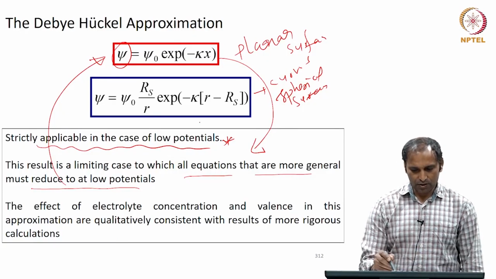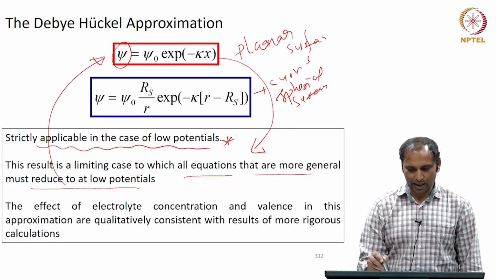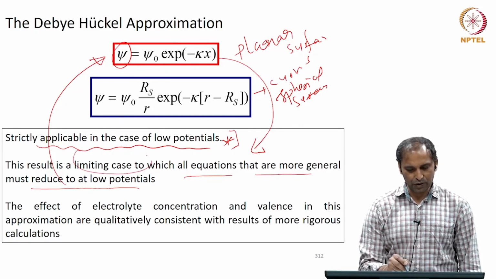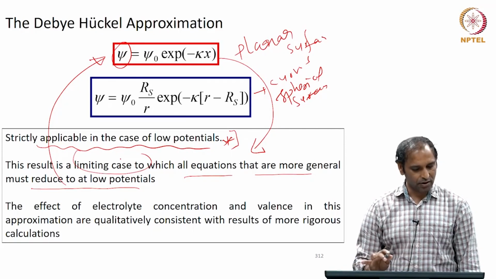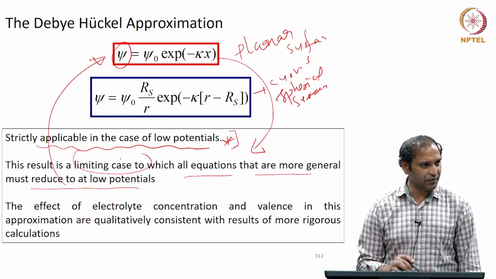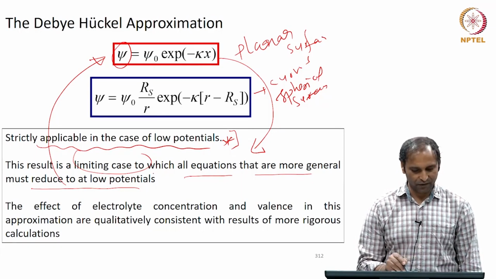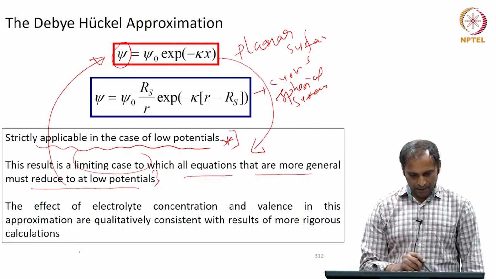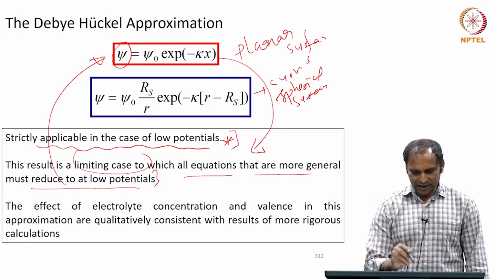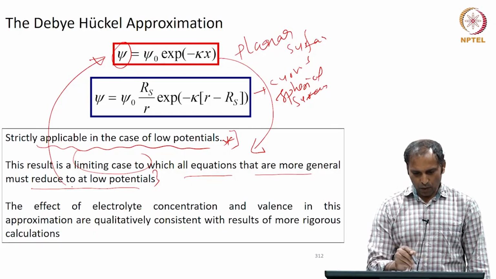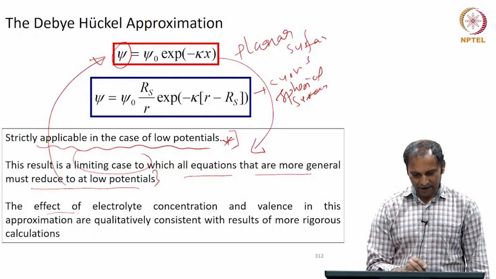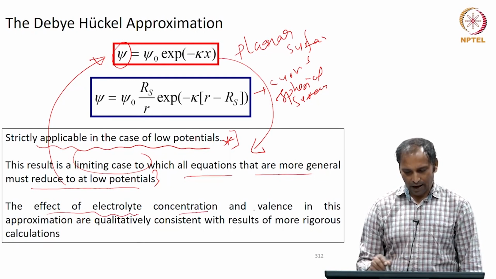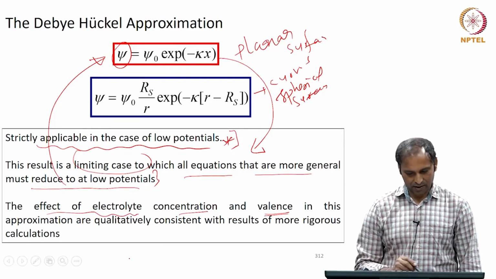So again, to recap, they are strictly applicable for low potential, and this is a limiting case to which all the more general solutions should reduce when we invoke the condition of low potential. What these expressions also capture is the effect of electrolyte concentration and the valency.